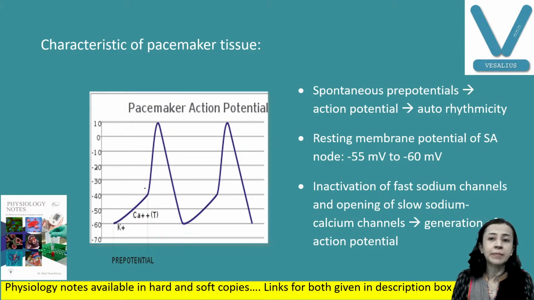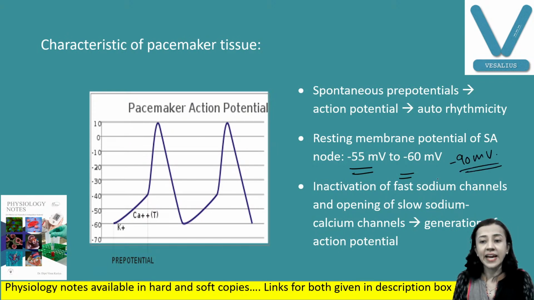You can see here the resting membrane potential of the SA node, the pacemaker of the heart. The resting membrane potential of the SA node is minus 55 to minus 60 millivolt, instead of the resting membrane potential of ventricular muscle, which is minus 90 millivolt. At this minus 55 millivolt, the fast sodium channels are inactivated because of closure of the inactivation gate. Only the sodium calcium channels get activated, and they cause generation of the action potential. This action potential is slow to develop.